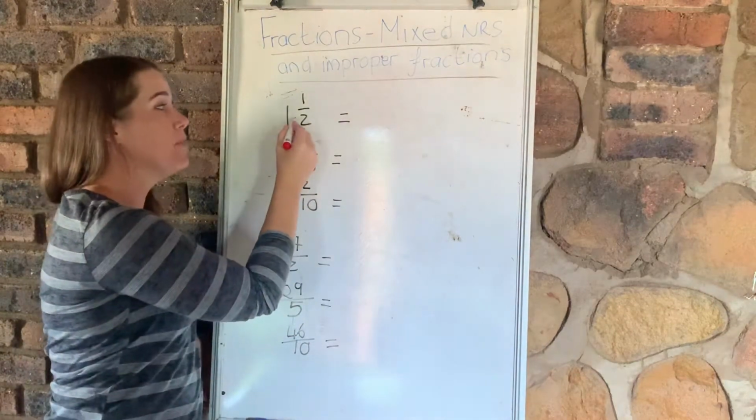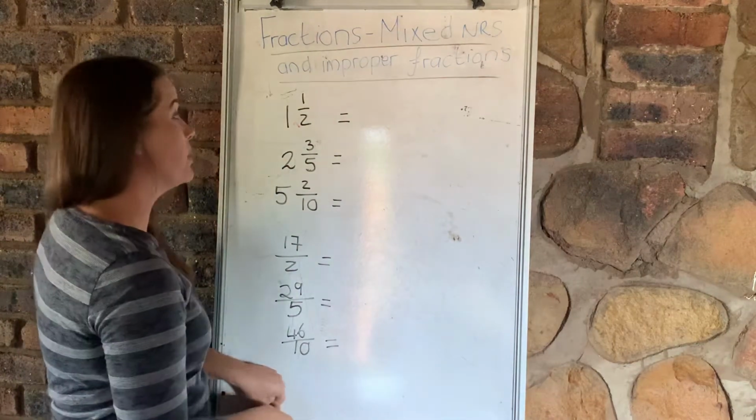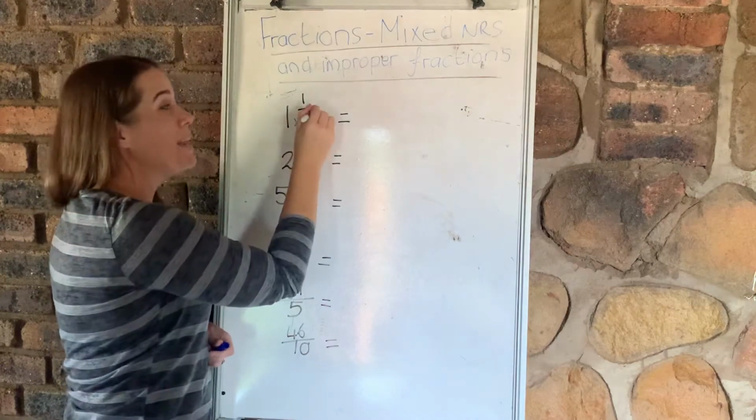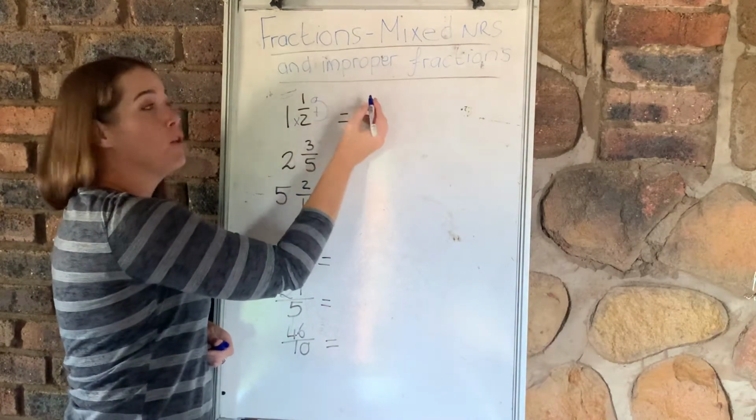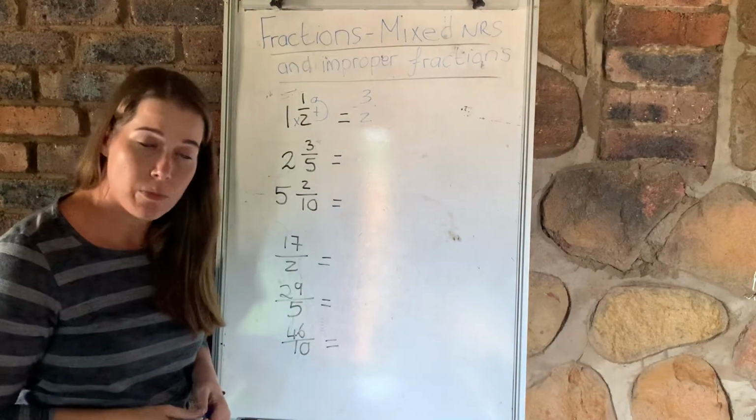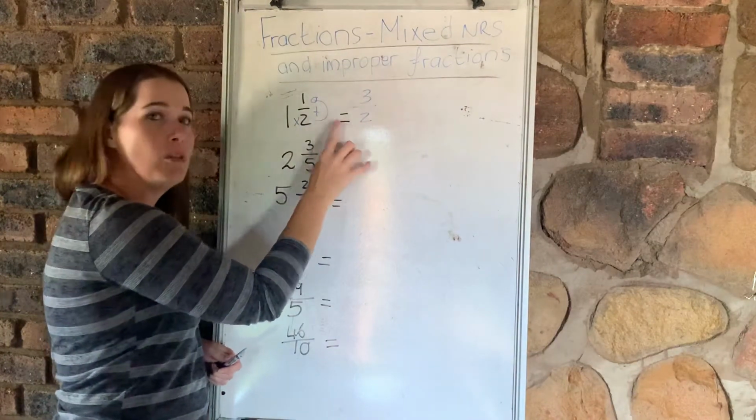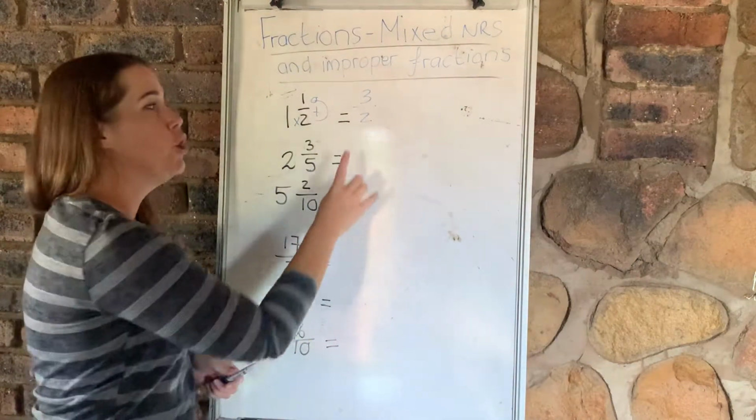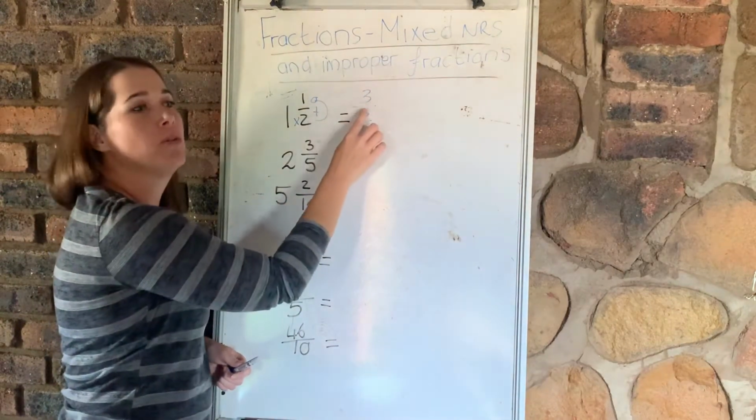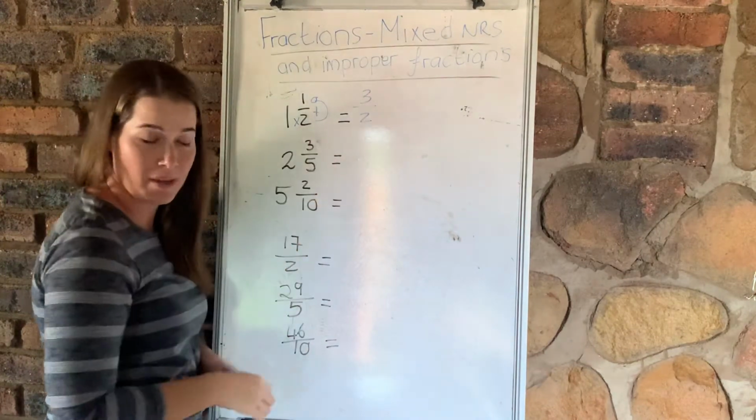So you will say 1 times 2 is 2, plus the top one, which is 3 over 2. Remember, we don't change the denominator. Now this is exactly the same as that. That's why we have an equal sign, because let's test it. 2 goes into 3 once. So you've used 2 and there's a remainder of 1 over 2, which is the same thing.